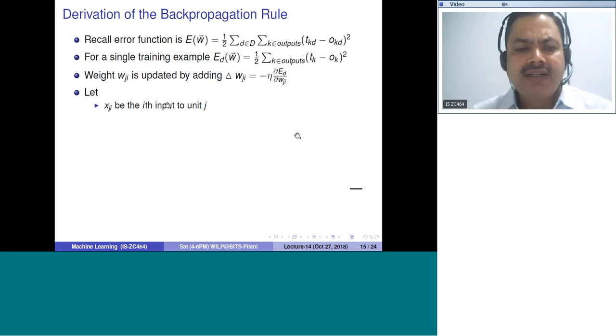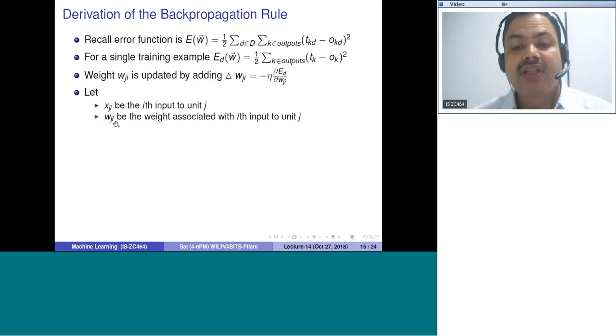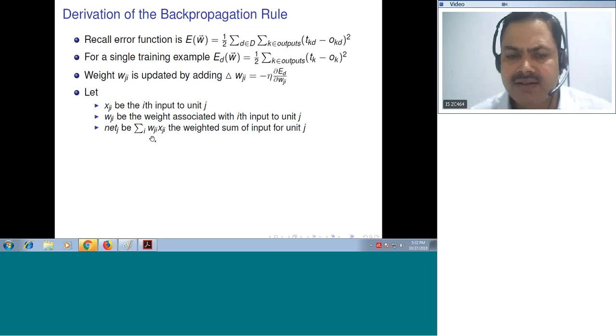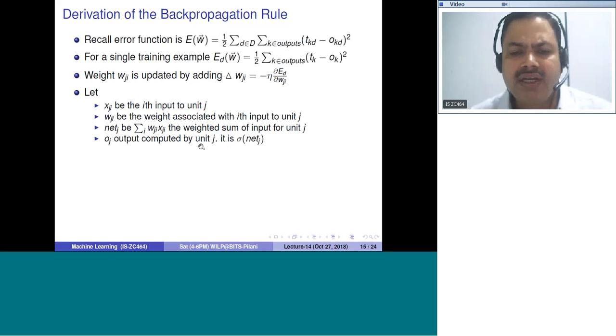Let xji be the ith input to the unit j. The unit is j and the ith input. How many inputs are there? Multiple inputs could be there. wji is the weight associated with the ith input, and net represents that, because this particular net j, the jth unit, would be finding the multiplication of the weights and the x. Output computed by the unit j is, on the net you apply the sigmoid.